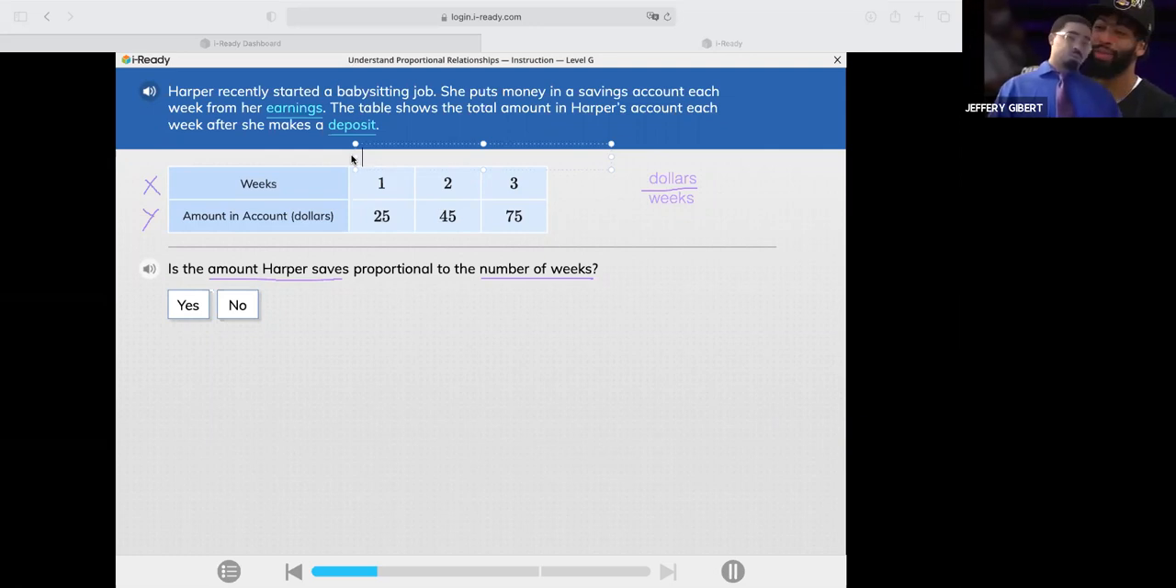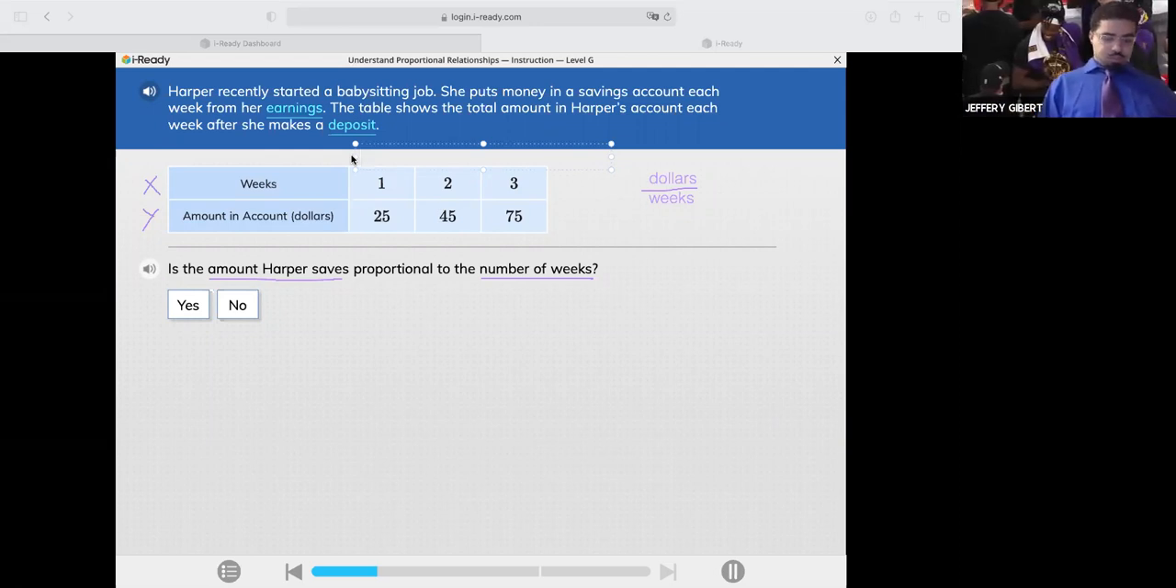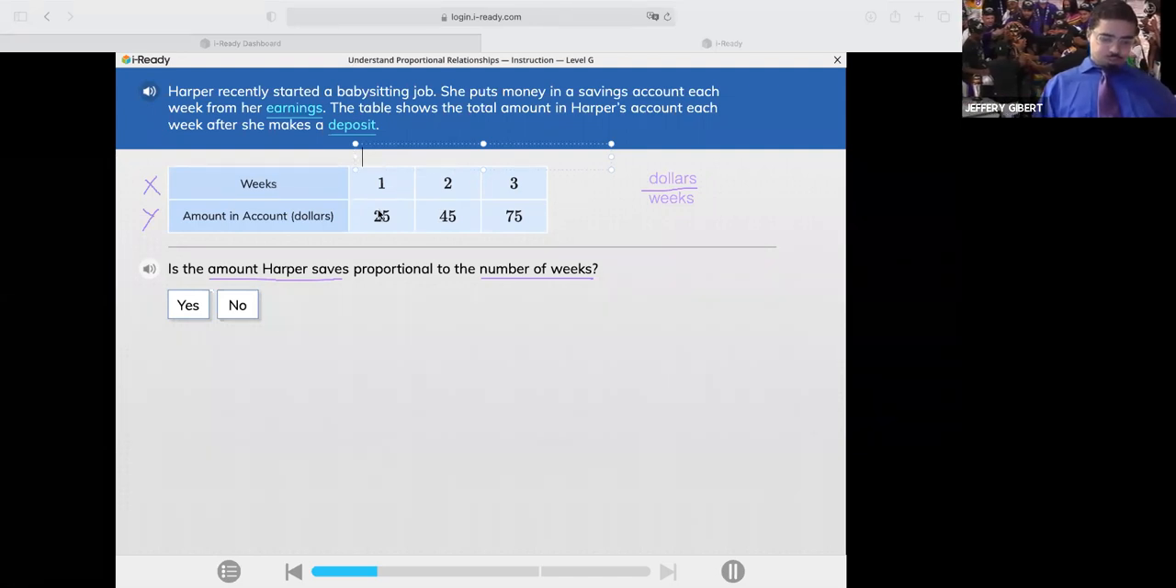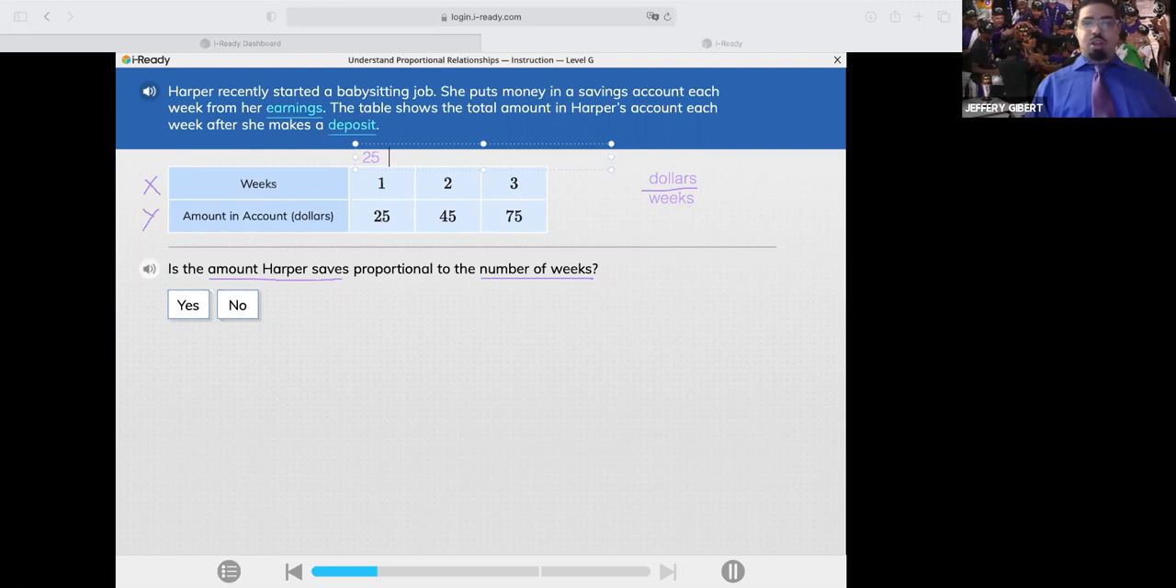Dollars divided by weeks? Yes. I don't know. 25 divided by 1. 25. All right. Then for the next one, for 2 weeks, what's this one going to be?